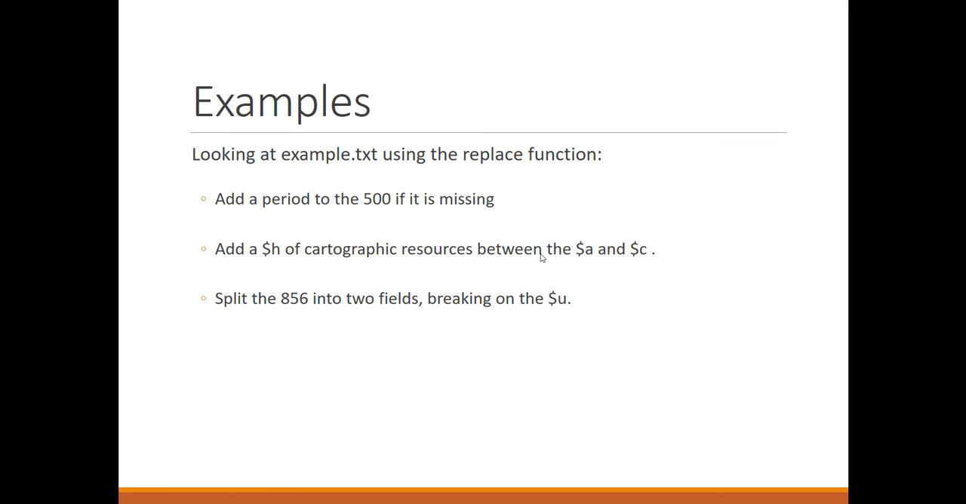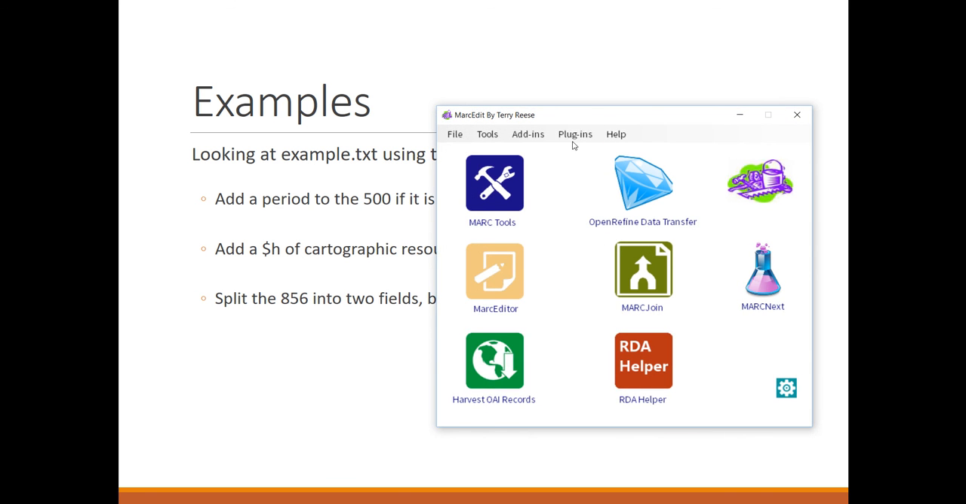So here are some examples. We're going to look at three examples. One looks at adding a period to the end of a 500. One will move some data between fields, and one will break up two fields. So these are simple examples. And so let me go ahead and open MarcEdit. All right.